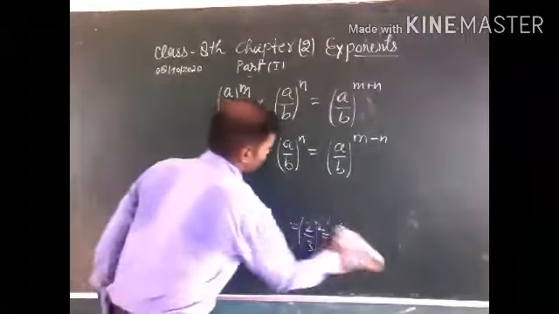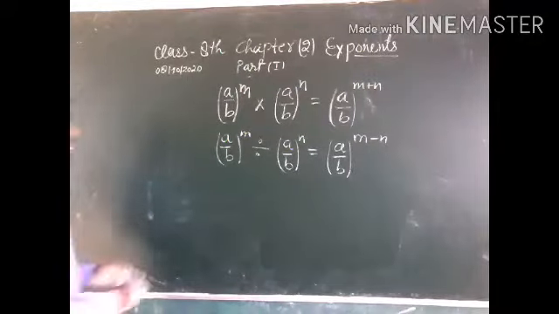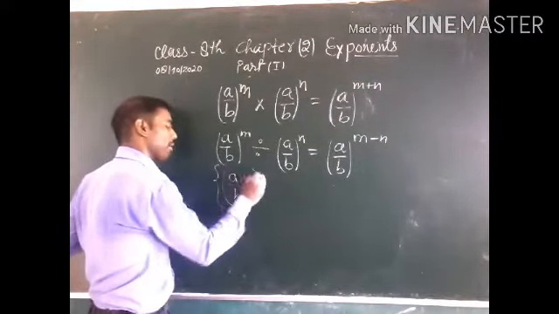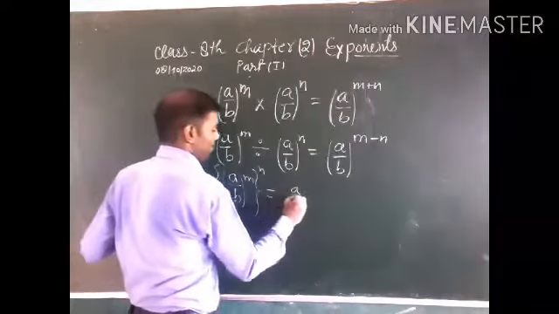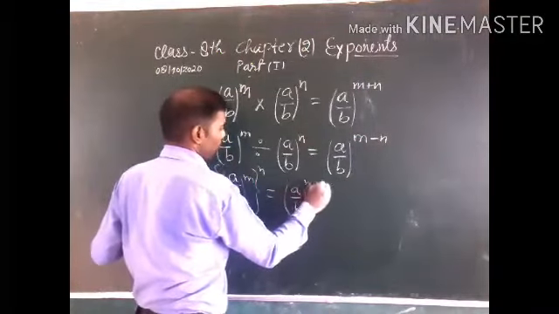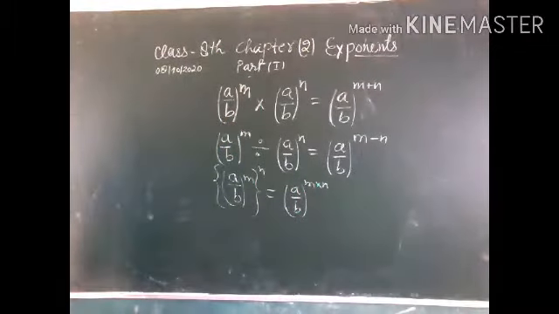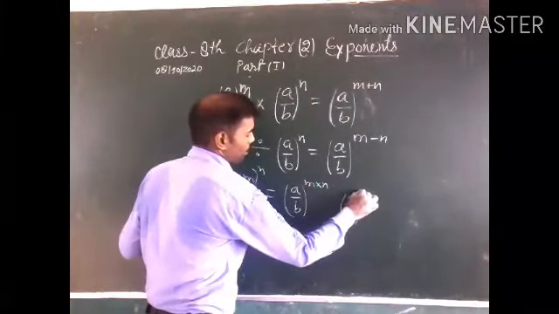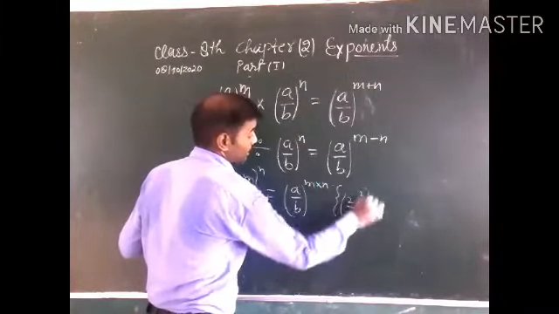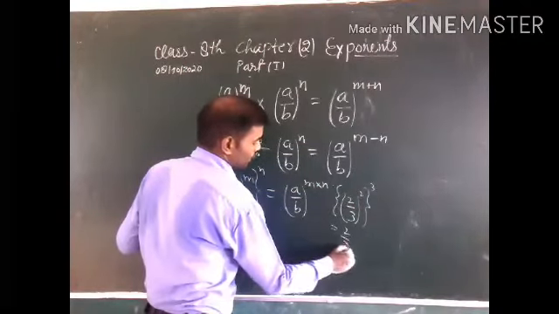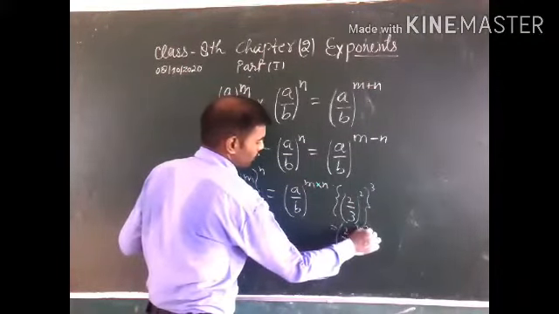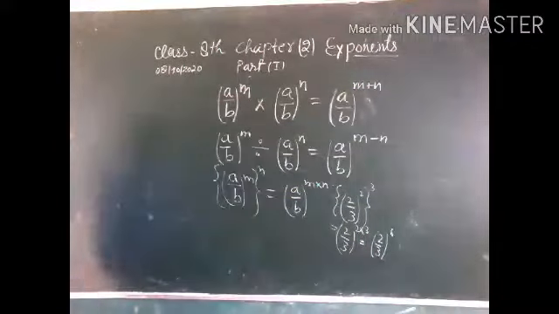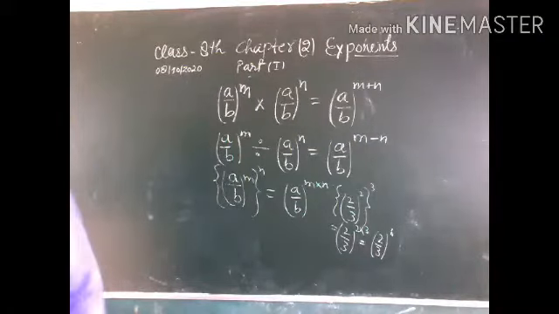Next, ((a by b) to the power m) to the whole power n means (a by b) to the power m into n. Let's take an example. ((2 by 3) to the power 2) to the whole power 3 means (2 by 3) to the power 2 into 3, that means (2 by 3) to the power 6.